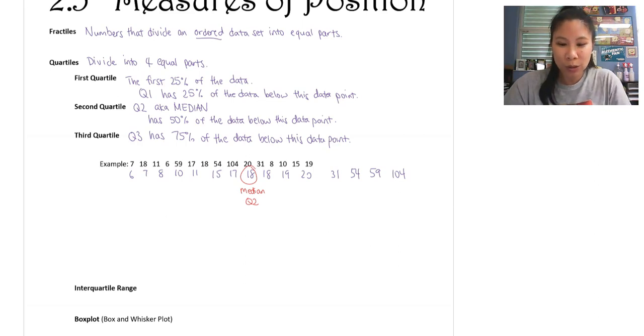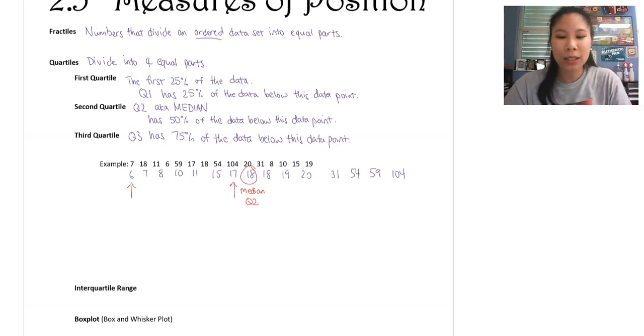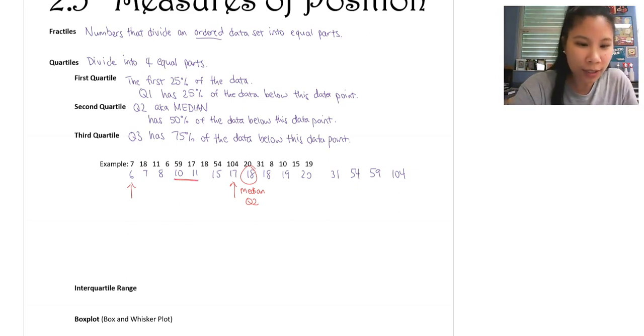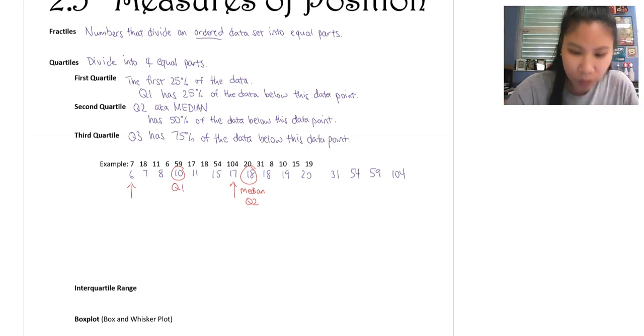So what I'm going to do is, starting from my smallest number up until the median, and we never include the median itself, I'm going to use those numbers to count towards the middle. When I do that, I get 10 as the number that's in the very middle between where my 2 arrows are. So that will be my Q1.